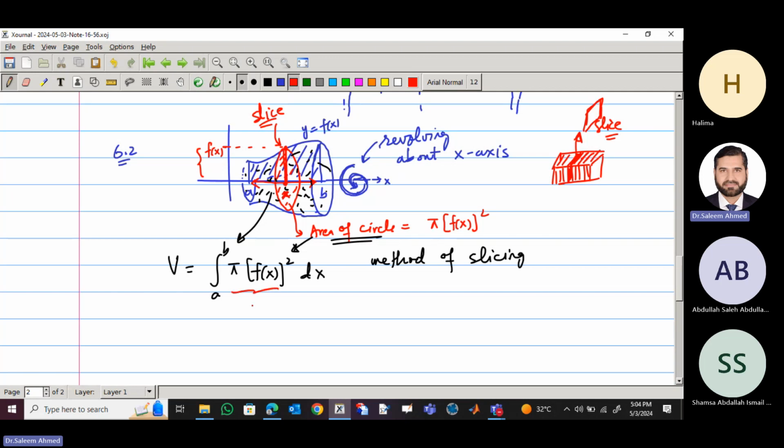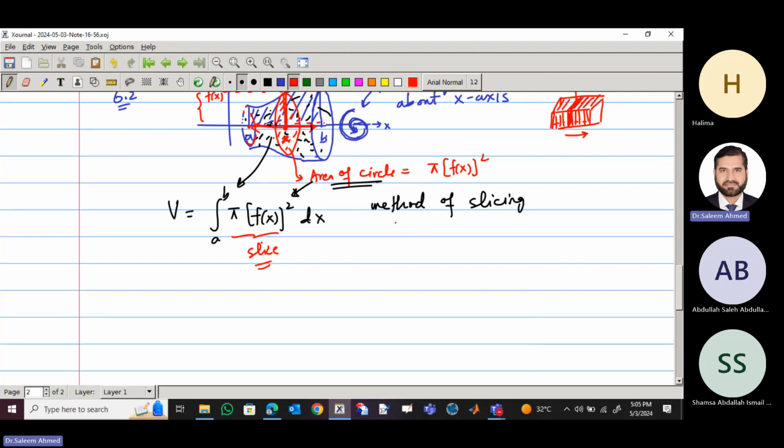So you take this slice and integrate from A to B. Basically you are adding up all the slices, starting from A up to B, one slice after the other, 1 plus 2 plus 3, all slices from left to right. So this is what you are doing. When you add all the infinitely many slices from A to B, you have to integrate from A to B. This formula will be given with the name method of slicing. You should know how to use it.